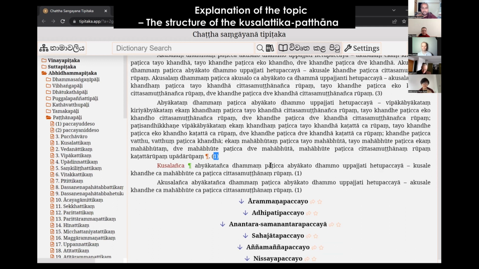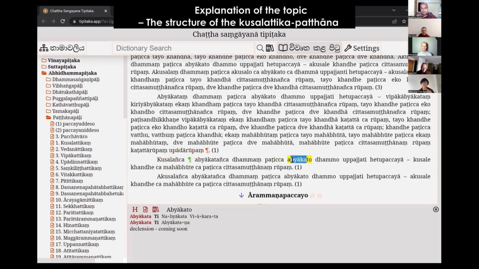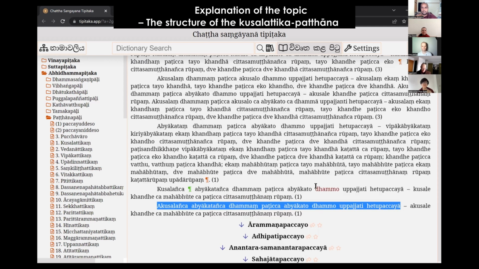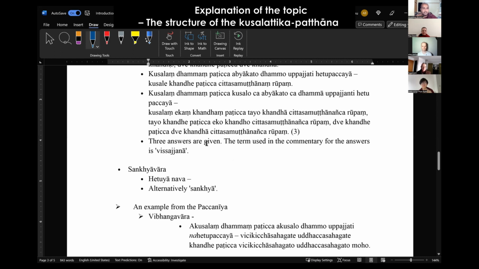The next one is kusalanca abhyakatanca dhammam paticca abhyakato dhammo uppajjati hetupaccaya. So the relationship between kusala and abhyakata, and the resultant is the abhyakata dhamma. And finally, akusalanca abhyakatanca dhammang paticca abhyakato dhammo uppajjanti hetupaccaya. So here the relationship between akusala and abhyakata supports the abhyakata dhammas. So how many relationships did we learn here? Altogether 3, 6, 7, 8, and 9.